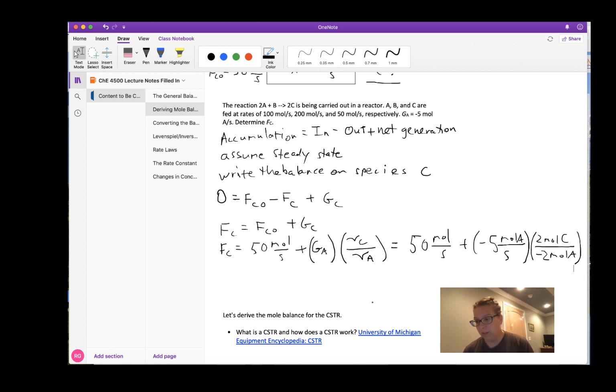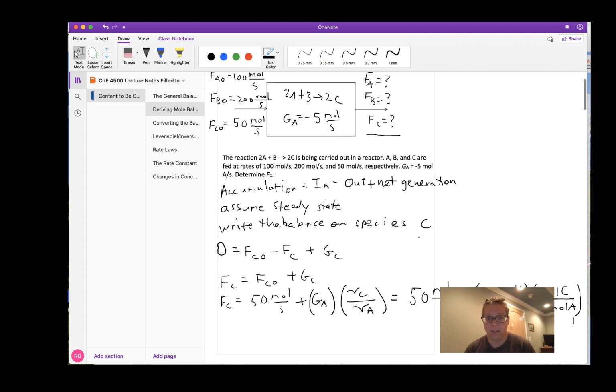Notice here that I've written the stoichiometric coefficient of C as a positive number, plus 2. And I've said the stoichiometric coefficient of A is a negative number, minus 2. If I go back to my reaction, I see that the stoichiometric coefficient on both of those is 2. That's where the 2 comes from. When I do these unit conversions, products always have positive stoichiometric coefficients and reactants always have negative ones. So by convention, I've assigned a negative to the stoichiometric coefficient of A since it's a reactant.